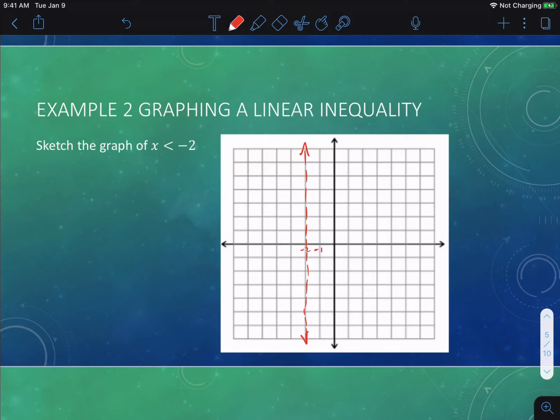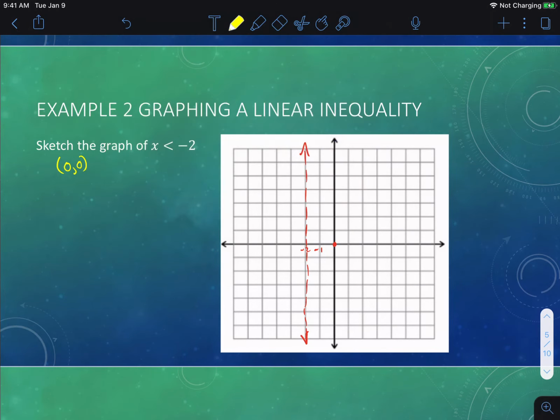And I always like to say that 0, 0 is an outstanding test point. So we're going to use 0, 0, meaning x is 0 when y is 0, as a test point. That's this point right here at the origin. And we're going to check that.